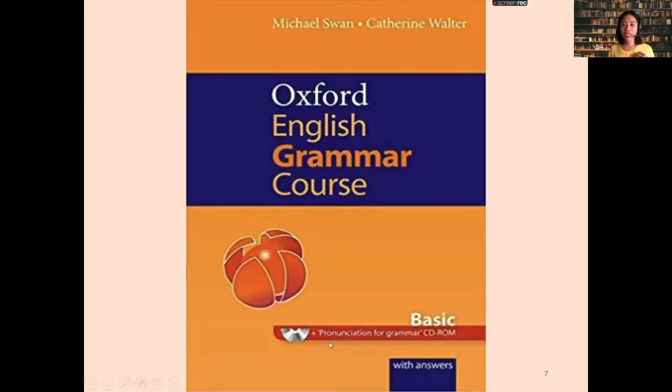Okay, in fact, here, they have pronunciation for grammar on CD-ROM. This is really what I admire about international books, because most of them have CD-ROMs or maybe QR codes that you can just scan, and you will be guided on how it's read and how it's pronounced.